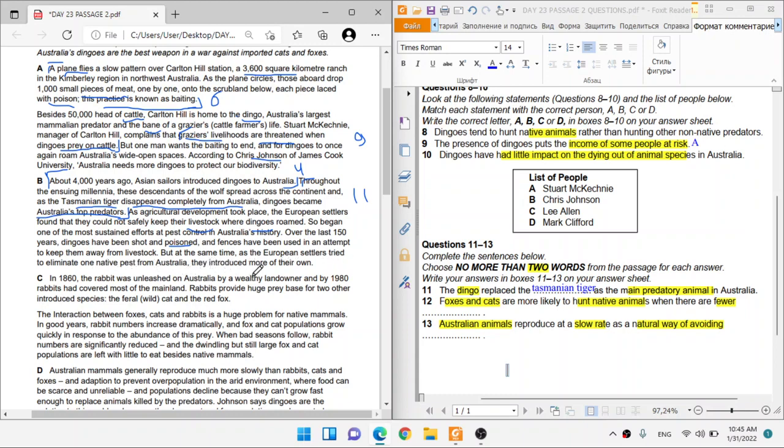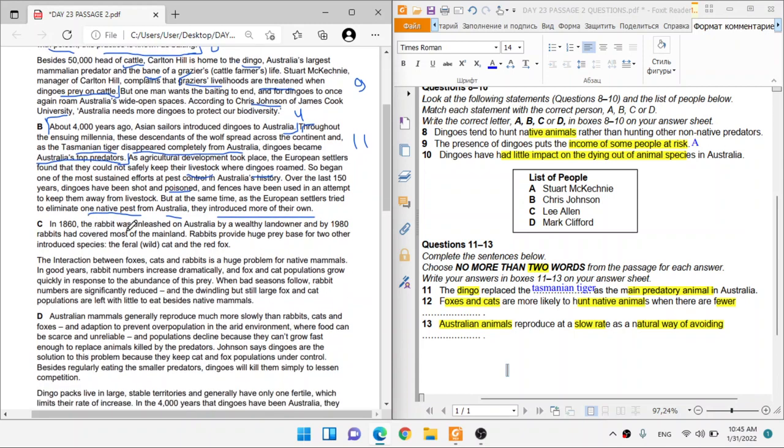But at the same time, European settlers, trying to eliminate one native pest from Australia, introduced more of their own. They introduced more pests. In 1860, the rabbit was unleashed on Australia by wealthy landowners, and rabbits covered most of the mainland. Rabbits provide a huge prey base for the other two introduced species, the feral wildcat and the red fox.